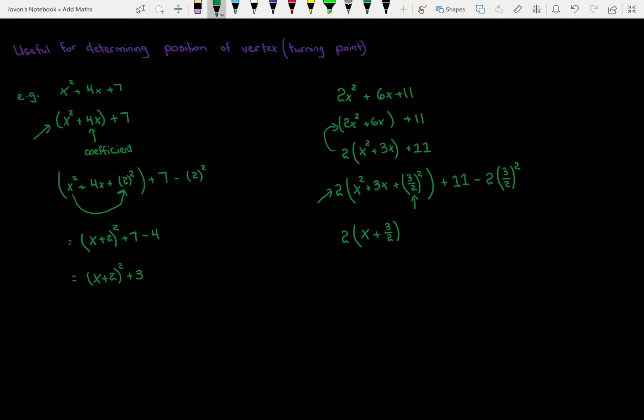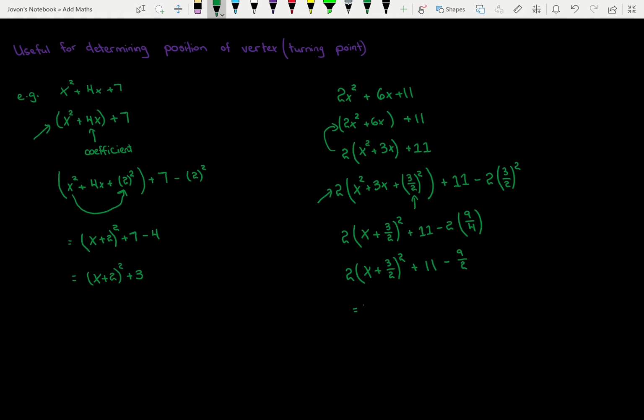With a plus, it becomes x plus 3 over 2 all squared, plus 11, minus 2 into 9 over 4. So it becomes 2 into x plus 3 over 2 all squared, plus 11 minus 9 over 2.